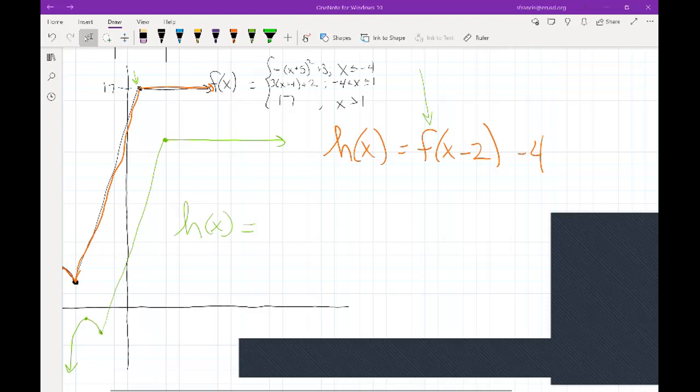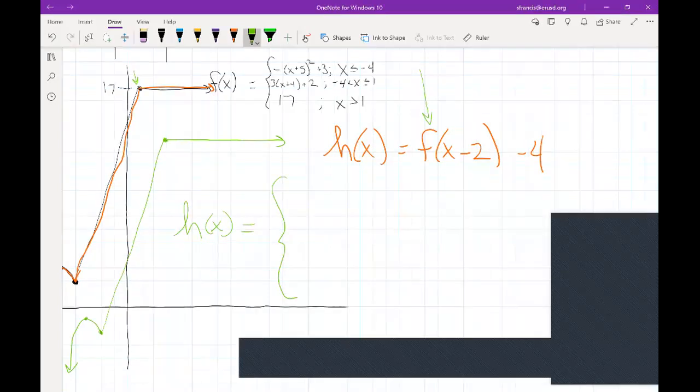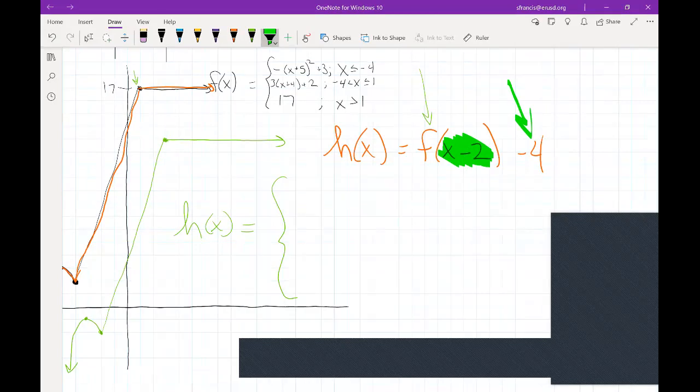All right. What I'm going to do is take the piecewise defined function for F. And every place I see an X, I'm going to replace the X with X minus 2. And then at the end of every expression, I still have to subtract 4. I still have to do that also, at least on the definition side of it. I'll explain what that means in just a moment. So the first piece says negative, and then x plus 5, so it's going to be x minus 2 plus 5 because I'm replacing the x with x minus 2. And then I got to square that. And then I still have the plus 3. And then at the end, I got to put this minus 4.